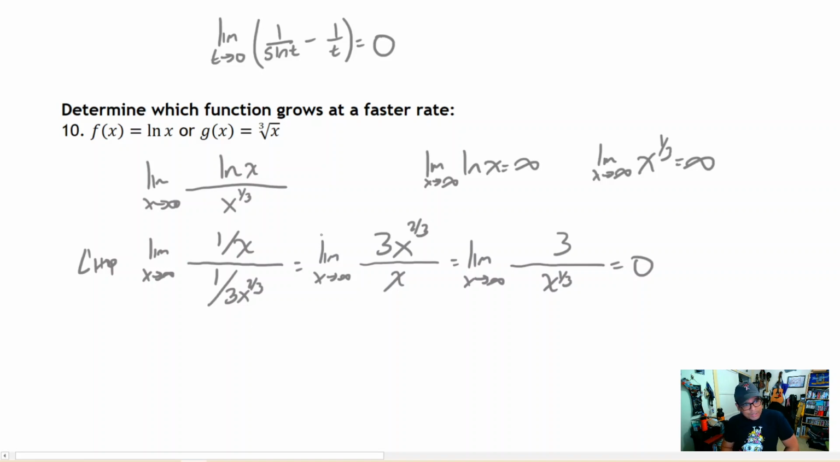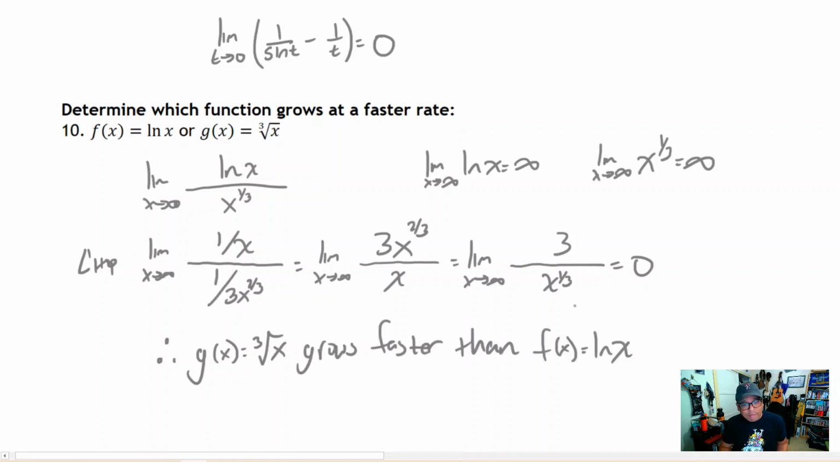So since the limit of the ratio goes to 0, that means whatever function's on the denominator is going to grow faster. So therefore, g of x, which was the cube root of x, grows faster than f of x, which was natural log of x.